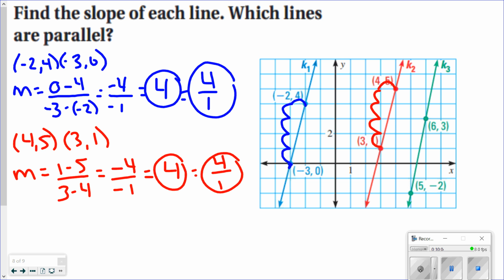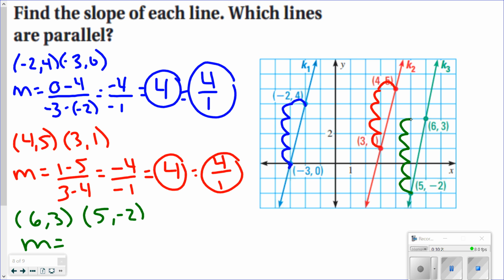And the last line here, the green line, my coordinates are (6, 3) and (5, -2). So for my slope, I'm going to cheat this time. Instead of doing the slope formula, I'm just going to count. I count that I go up 1, 2, 3, 4, 5, which means I have a rise of 5, and I go over 1. So my slope here is 5.